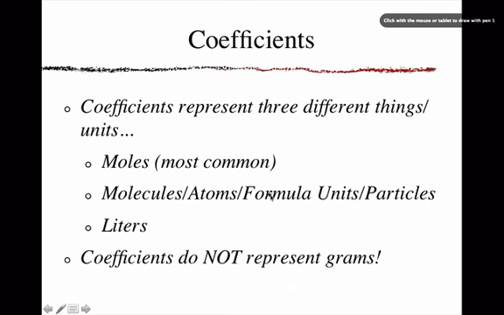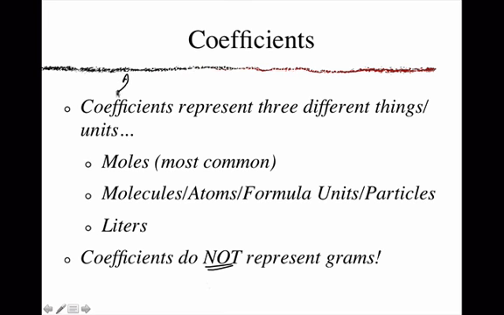Okay, coefficients are what we just talked about, and when we're looking at these balanced chemical equations, the coefficients represent 3 different things. Those things are moles, and that's the most common use of those. They're molecules, atoms, or formula units, or particles, and that's what we just talked about. And those coefficients can also represent liters. One thing that coefficients do not represent is grams.